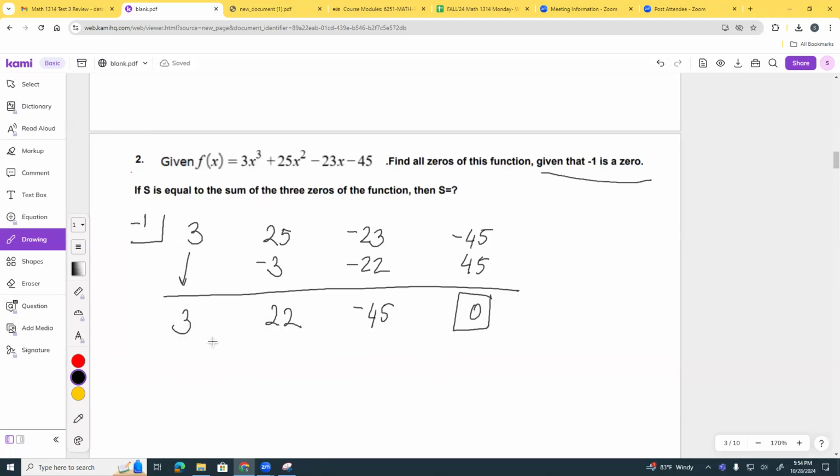Now we're going to have something called a depressed polynomial, right? So with these 3 numbers, we're going to generate a different function, g of x. And then g of x is going to be 3 what? 3x squared. Good job. We always start 1 degree lower. Plus what number? 22x. And what's the last part? -45. So this is the second degree function.